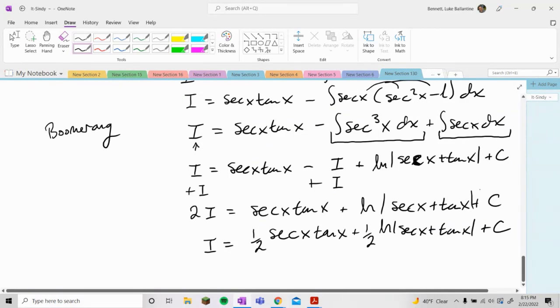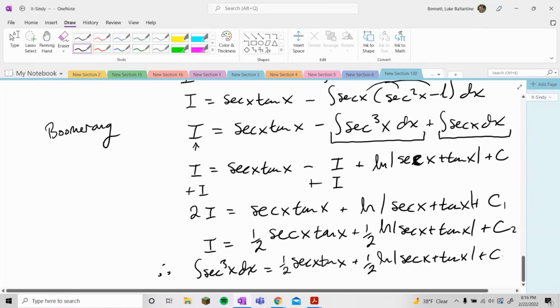Okay, and now the c didn't change, really. I mean, we could call this c1 and c2. But if we have a constant, we divide it by the number 2, then it's just going to be a different constant. So let's say, therefore, the integral of secant cubed x dx is equal to 1/2 secant x tangent x plus 1/2 ln, all this business, man. Okay.